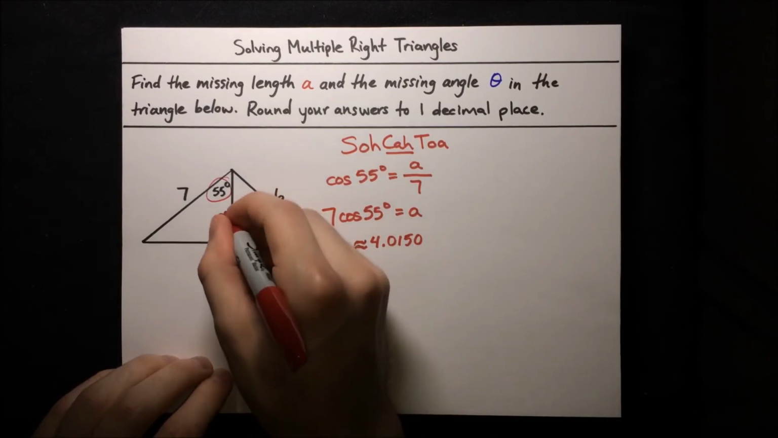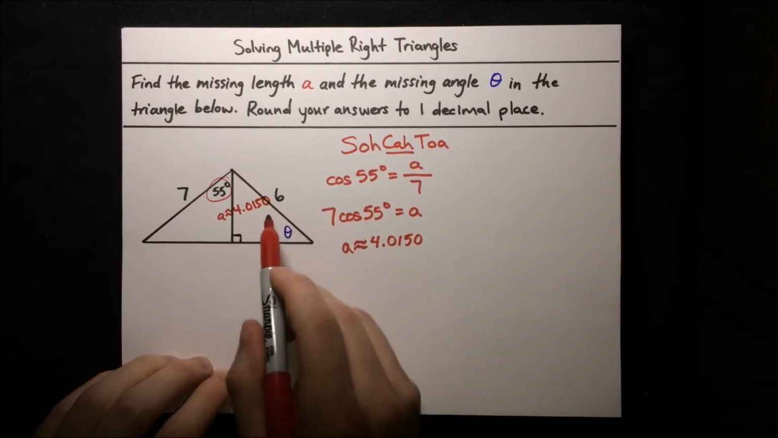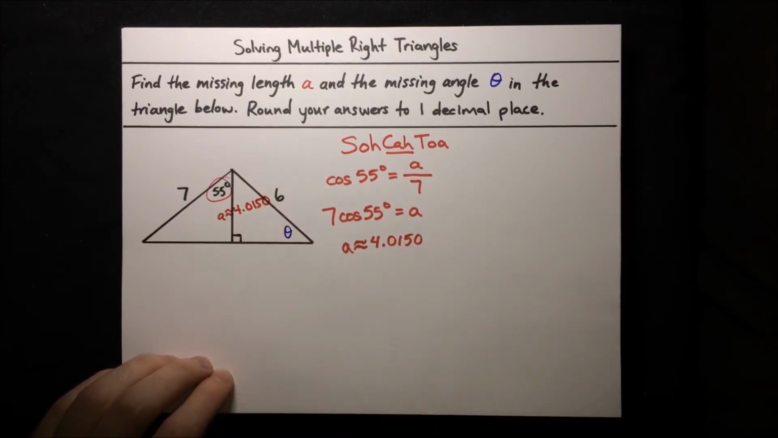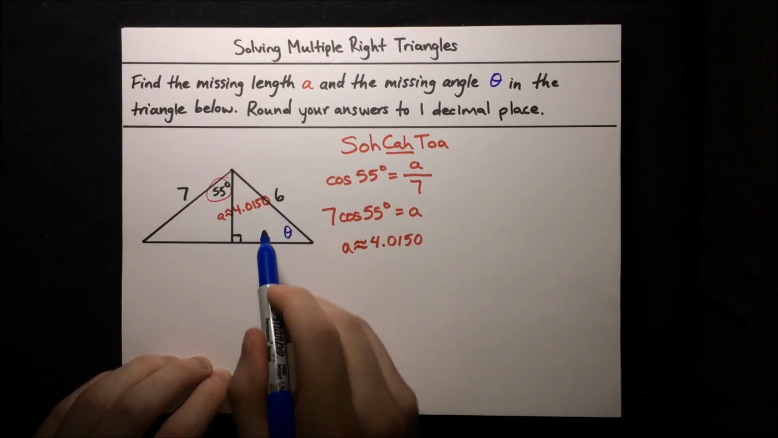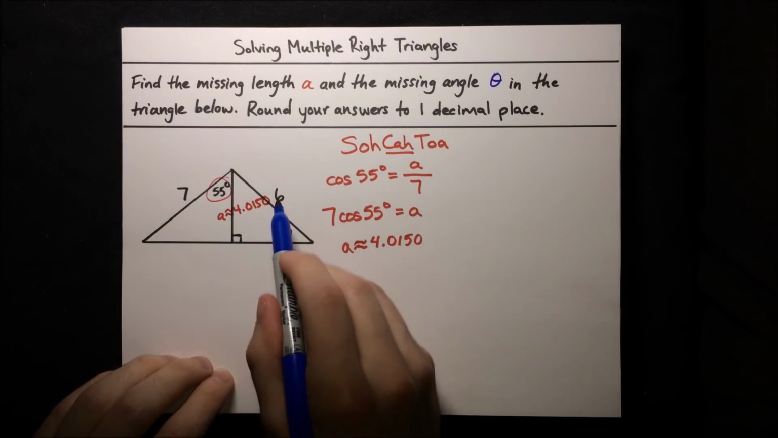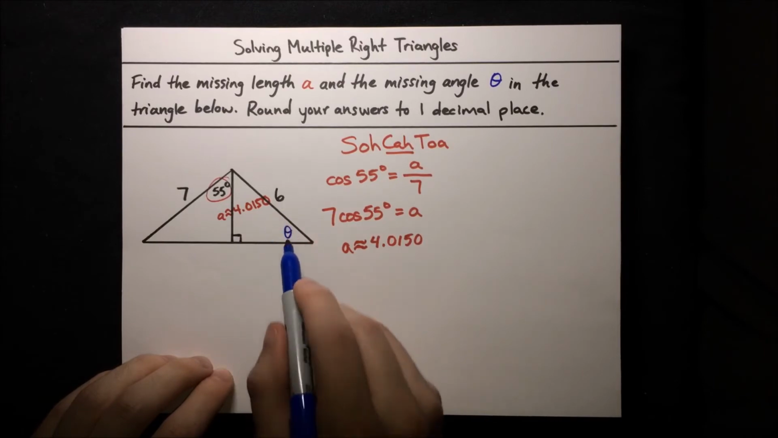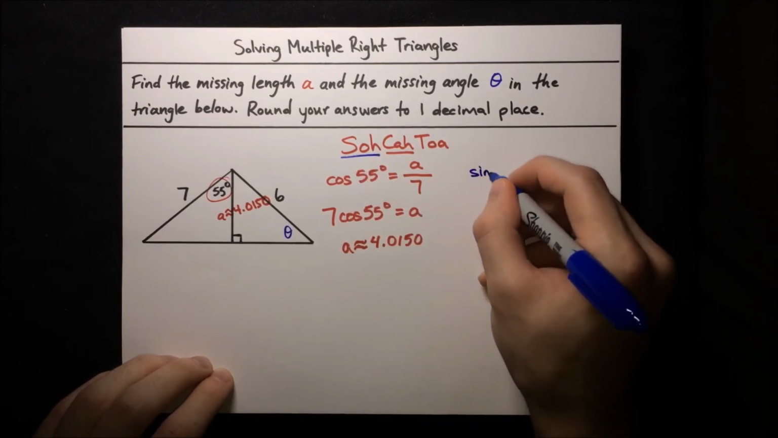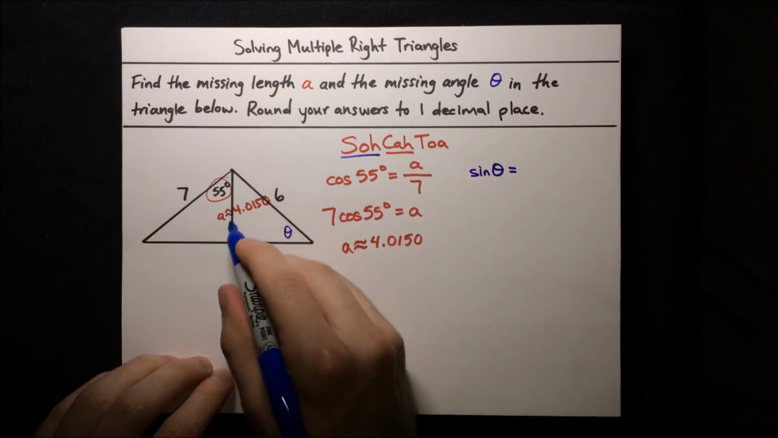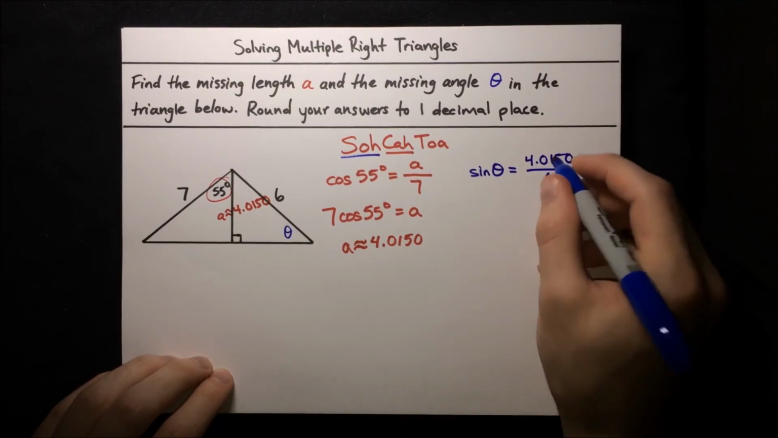So let's write this in our diagram. a is approximately 4.0150, just to make it clear what we know about this right triangle. And now we're looking for theta. So what relates these two pieces of information, 4.0150 and 6? Well, these are just the opposite and hypotenuse relative to theta. So we're going to be looking for a trig ratio, sine. Sine is opposite over hypotenuse. So let's take sine theta. That's going to be equal to opposite, a, 4.0150 over hypotenuse, which is just 6.